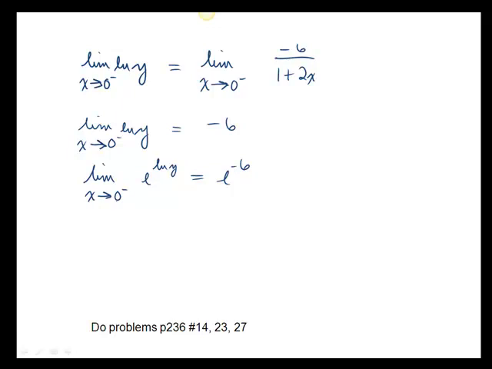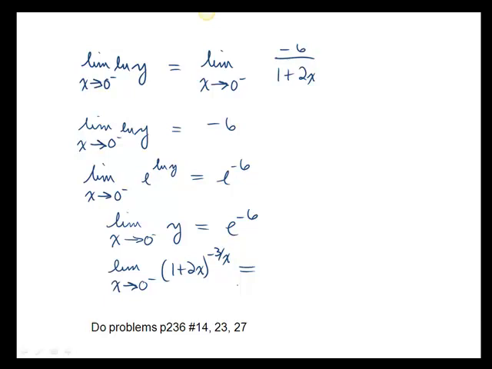If you remember your exponent and log rules, e to the ln of y is just equal to y. So the limit as x approaches 0 from the left of y is equal to e to the negative 6. But this y, if you remember, was sort of artificial. We placed it in there. That was our original expression, this 1 plus 2x raised to the negative 3 over x. The limit of that then is equal to e to the negative 6.